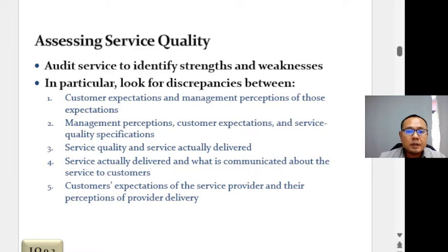Maybe one way to think about quality is the degree to which the performance of a product or service meets or exceeds customer expectation. So the difference between these two, that is, performance and expectation, is of great interest. Okay.